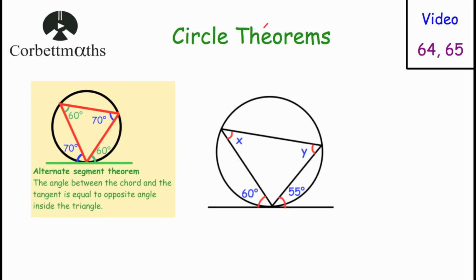So let's have a look at our example. So here we've got our tangent, and the angle between the tangent and the chord is 55. So that 55 will be equal to the angle opposite it. So x is equal to 55 degrees. And here we've got our y, that's equal to the angle opposite it. So y would be 60 degrees.